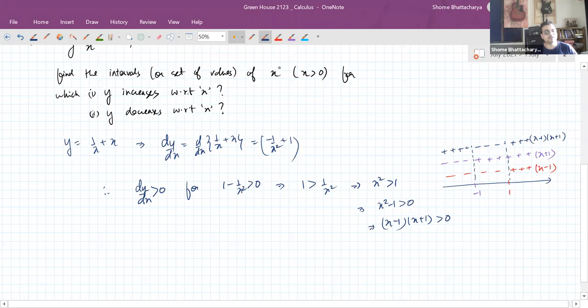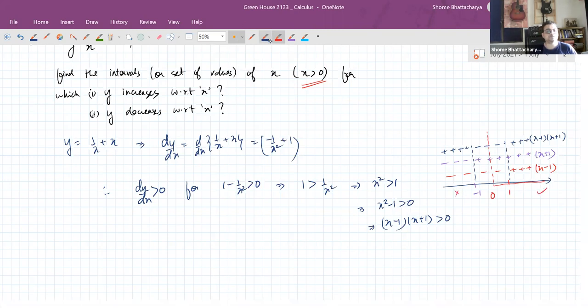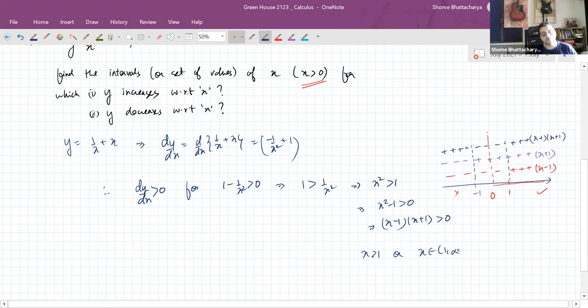However, we have to take a restricted set of values of x. We are restricted by this. So anyway, we have to take only the positive values of x. So for us, only this part will count, this part we will not consider. Okay. So this will give us the condition that x should be greater than 1, or x should belong to the interval from 1 to infinity for dy by dx to be positive.